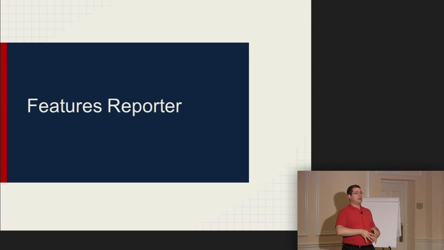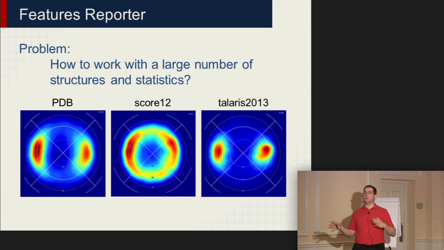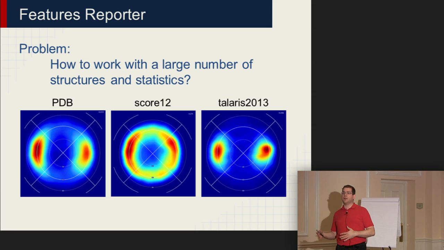So another thing that we're going to talk about is the features reporter. And the rationale for this is working with large amounts of data. So in Rosetta, we tend to work with large numbers of structures, working on different starting structures and various things. And we have a whole bunch of data, scores and structures and various metrics that we're working with. How do we wrangle this large amount of data? How do we condense it out and represent it in a form that's useful?